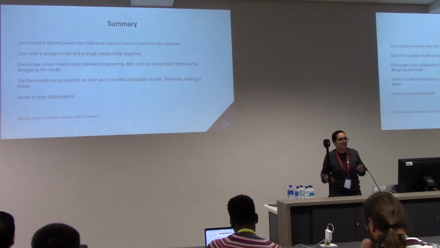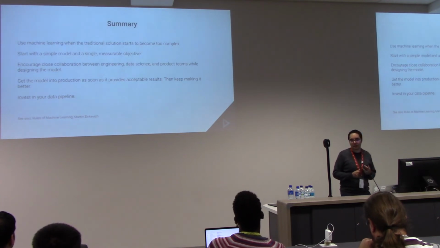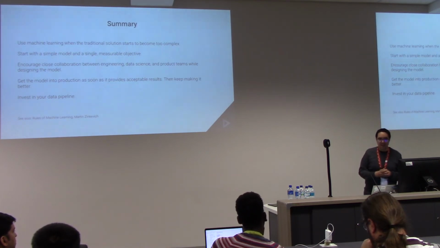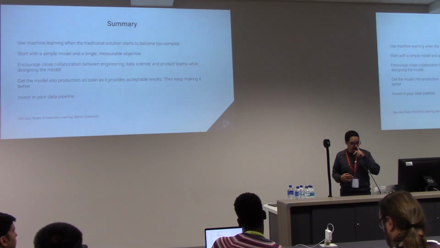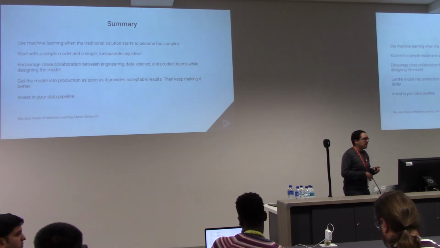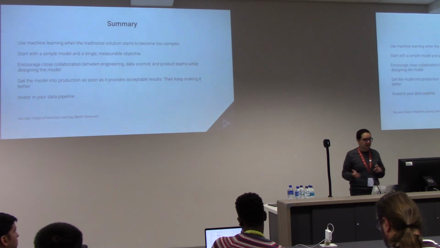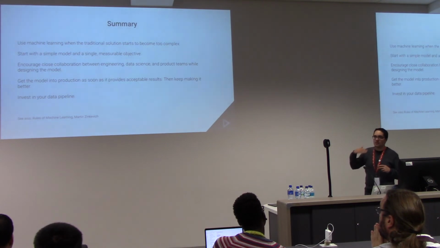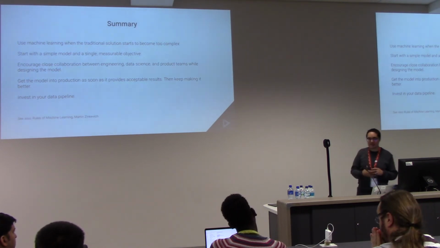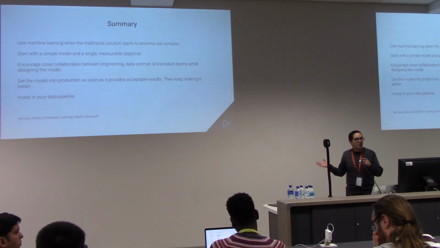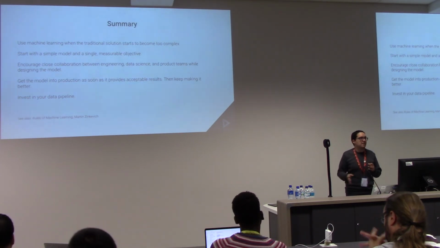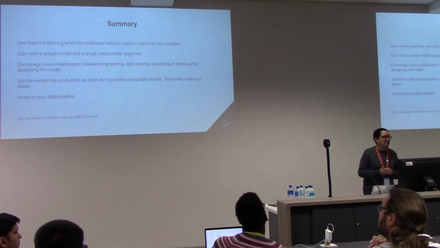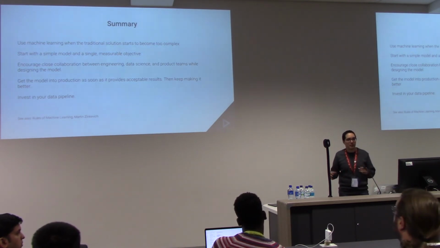So if we want to summarize the key ideas that we get from our experience in deploying machine learning software: try to use machine learning when classic software is complex. Then start with a simple model and then try to make it more and more complex. Encourage collaboration between AI engineers, data scientists, and software designers, UX designers, because at the end you're building a software and not just a machine learning model.